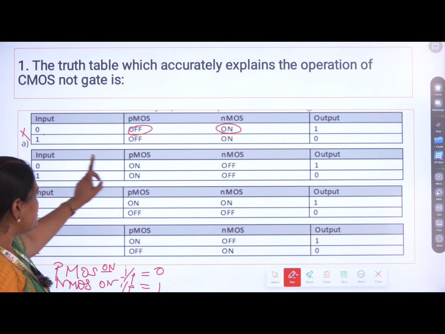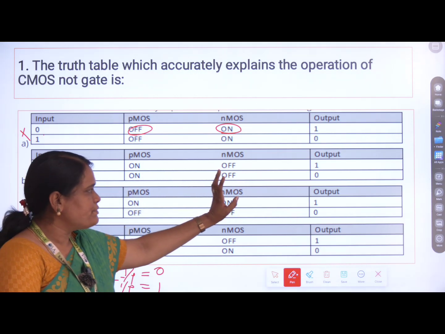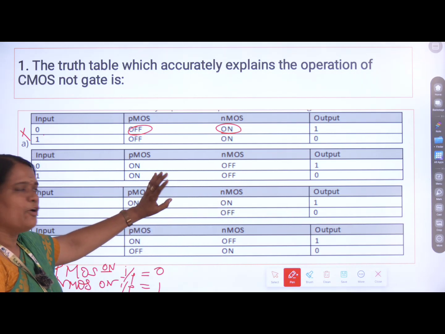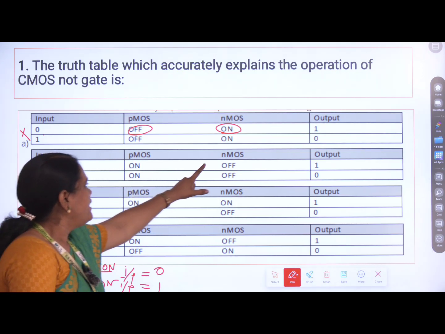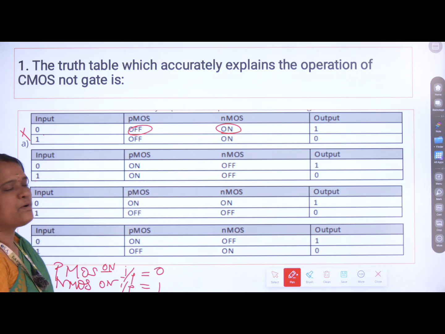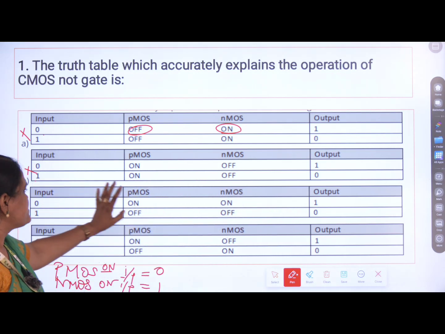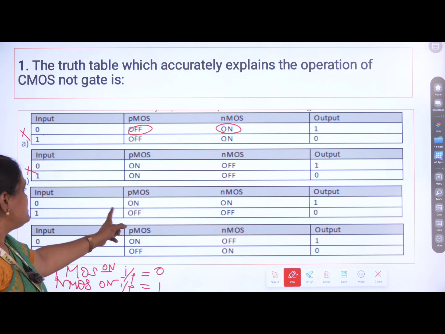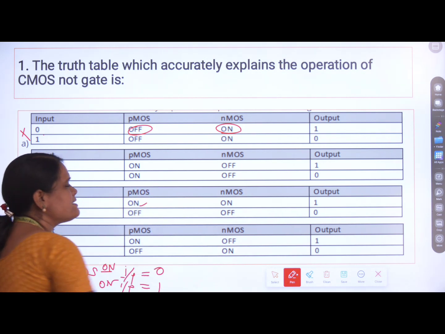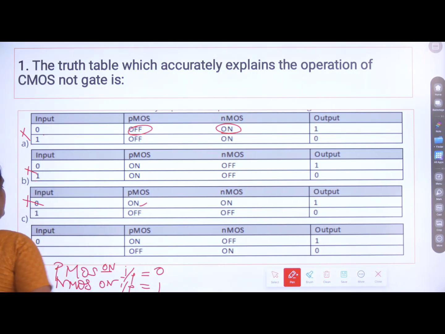Here, input 0, output 1, input 1, output 0. So, inputs and outputs match exactly for the inverter concept. See this, PMOS is on, NMOS is off. For 1 also PMOS is on. So, this is also not correct. The next condition, for input 0, output is 1. Yes, of course. But for 0 input, PMOS should be on, NMOS should be off. See this first, both PMOS and NMOS are in the on condition. This is also not our option. The exact one is option D.